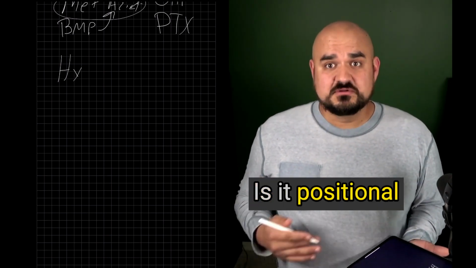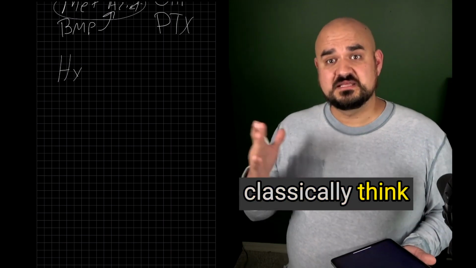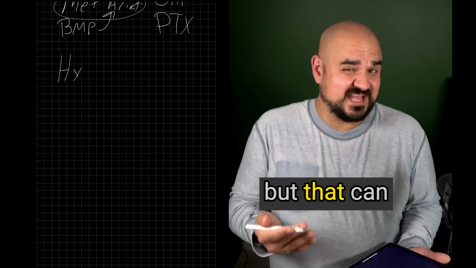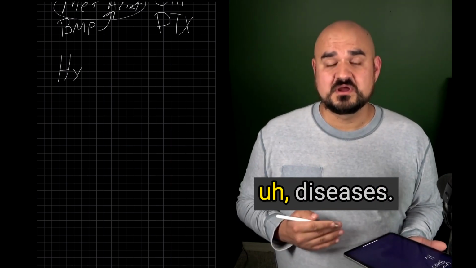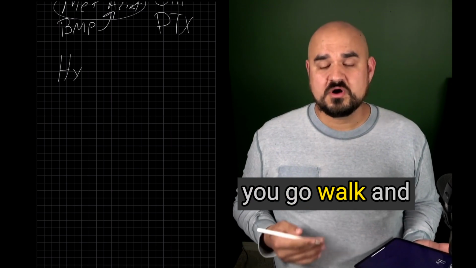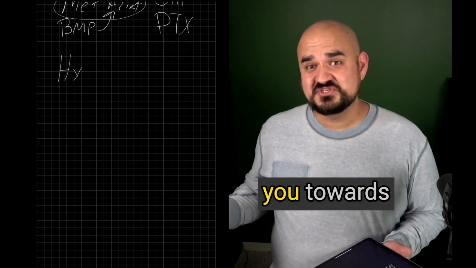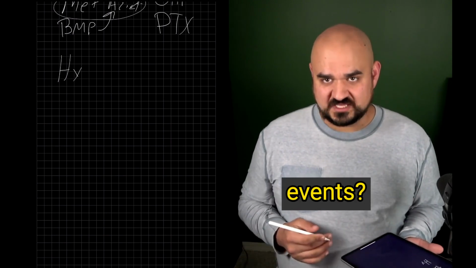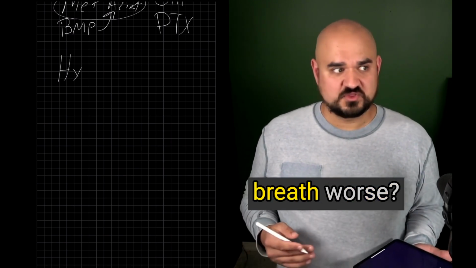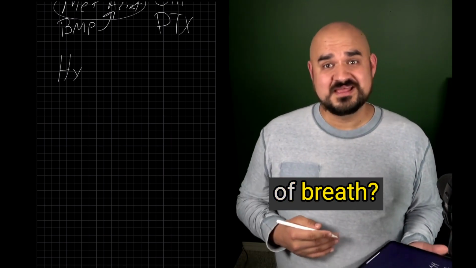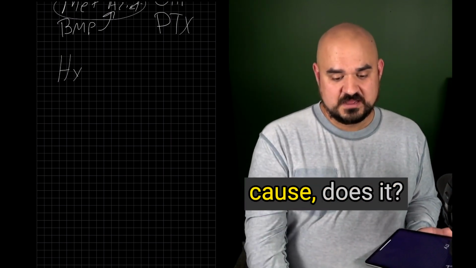Is it positional or exertional? We classically think of orthopnea, or shortness of breath that gets worse when you lay flat, as CHF, but that can actually happen with COPD and some other diseases. Is it exertional? Does it get worse when you walk and exert yourself? If it doesn't, that may push you towards something like anxiety. Were there any precipitating events? What made the shortness of breath worse? Was it on exertion and then you had chest pain and then you became short of breath? It's going to push us to a cardiac cause.